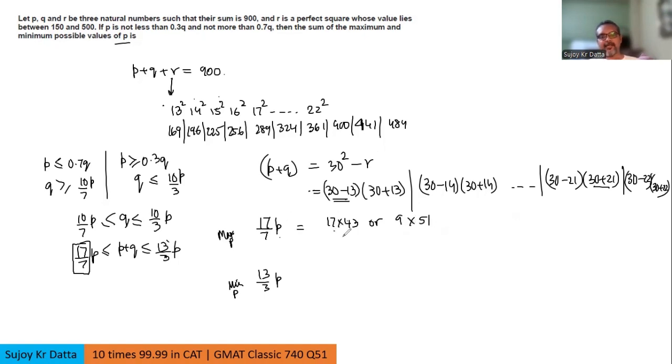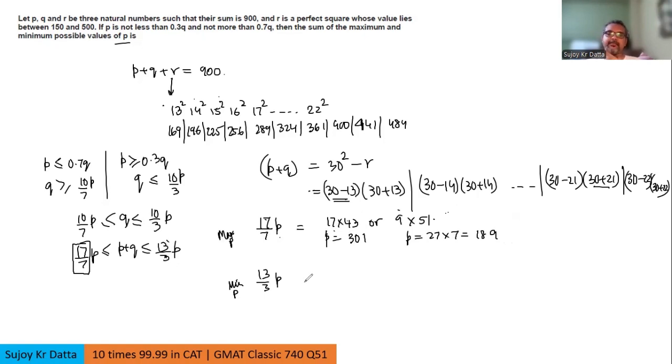So if I am using this value, then my value of P comes out to be 7 times 43, 301. Whereas here it comes out to be 7 times 27. Not 7 times 51, sorry. 17 will cancel with 51, will get me a 3. So 3 nines are 27, 27 times 7. So that would be 189. Okay. Now you have to decide which one to take.